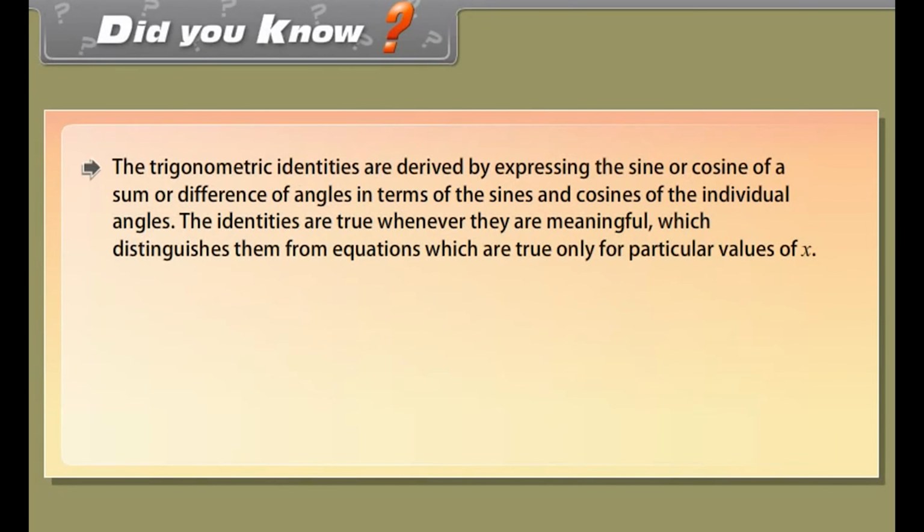Did you know? The trigonometric identities are derived by expressing the sine or cosine of a sum or difference of angles in terms of the sines and cosines of the individual angles. The identities are true whenever they are meaningful, which distinguishes them from equations which are true only for particular values of x.